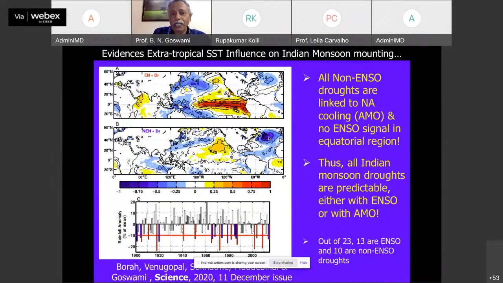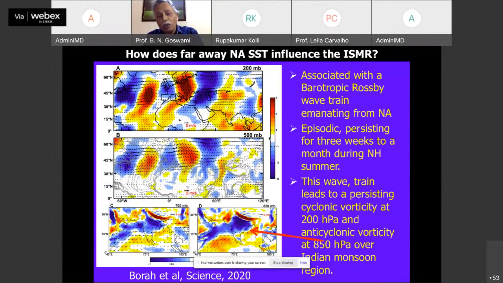And how did they do that? They did a composite on seasonal mean time scales of the wind anomalies associated with these events, and you find that there is a strong teleconnection through a wave train, a stationary wave train, which goes all around the world, including coming over India. And this is a barotropic wave train, which is sitting on top of this SST. It starts over the North Atlantic and then produces a stationary structure around the globe. And that influences the circulation over the Indian region. And that circulation then affects the rainfall, modulates the rainfall over the monsoon region. So this is the teleconnection.